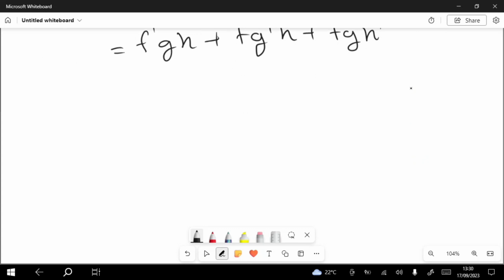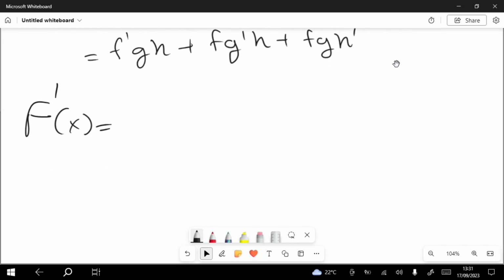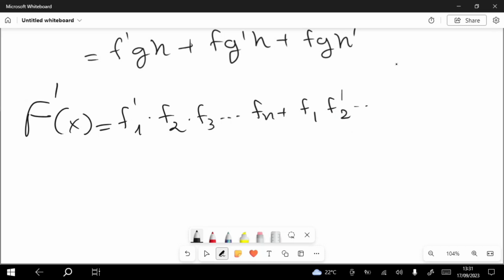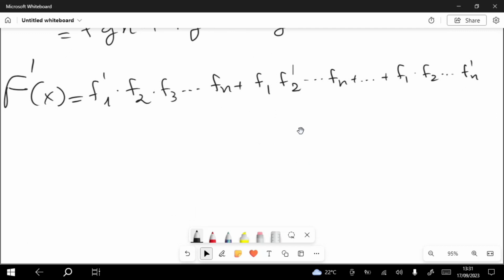the derivative of that function, if you take its derivative in this form, it's going to be f1 prime times f2 times f3 all the way to fn, plus f1 times f2 prime all the way to fn. And repeat that, or go with that order, until you get to f1 times f2 all the way to fn prime. Right? So how do we prove this by induction?